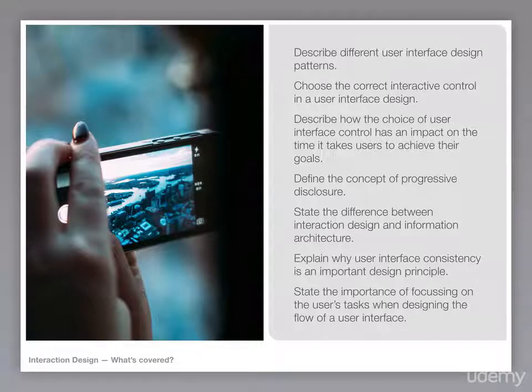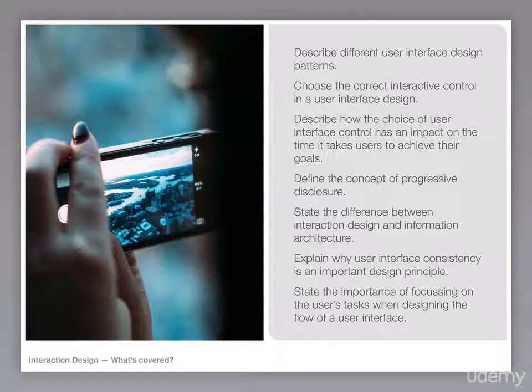You need to be able to define the concept of progressive disclosure and state the difference between interaction design and information architecture. Sometimes they're confused. You should be able to explain why user interface consistency is an important design principle. What's behind that? Why does that matter? And you should be able to state the importance of focusing on the user's tasks when designing the flow of a user interface. You need to be aware that that's absolutely critical.